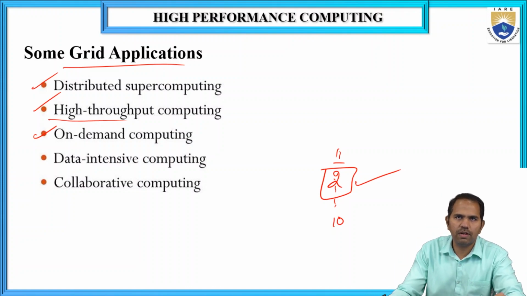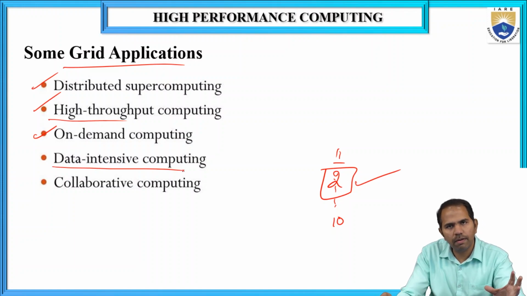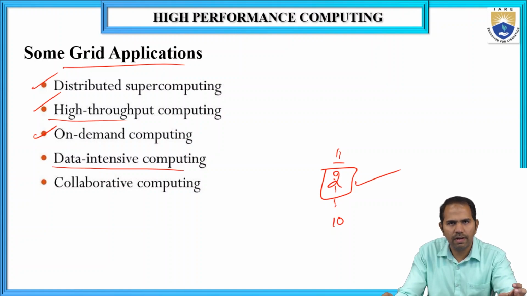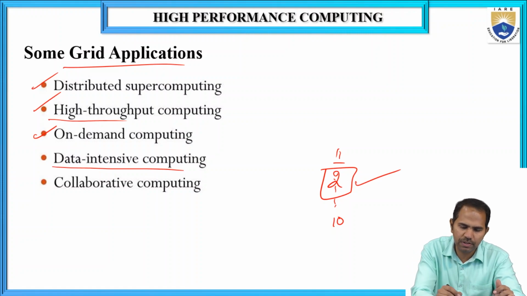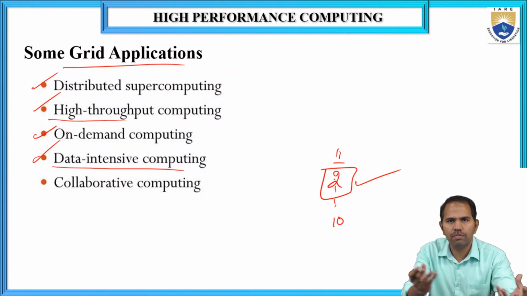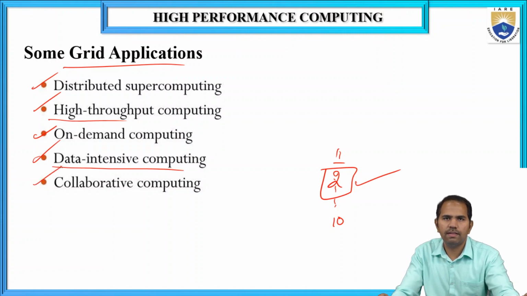On demand computing also comes under grid computing, along with priority-based and data intensive computing. When we require a particular amount of data, that is data intensive. For example, we want to know about India or some technologies, so we require that information. Data intensive computing is also one of the applications for grid. Collaborative computing, which has to support different systems, also comes under grid applications. So these are all concerned with the different grid applications.